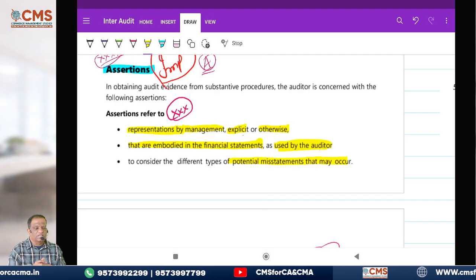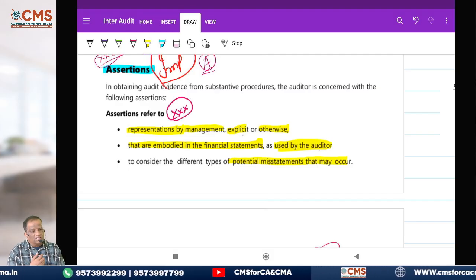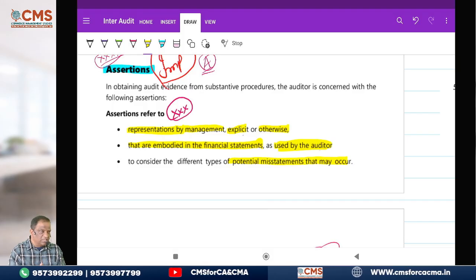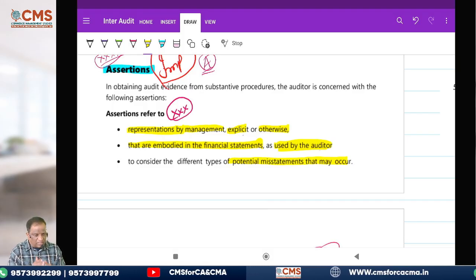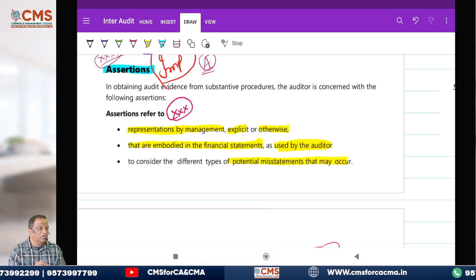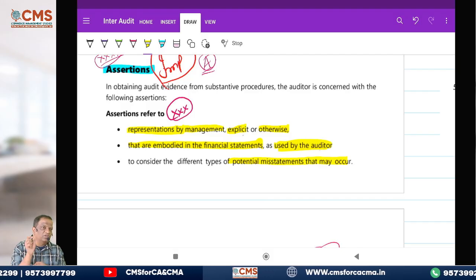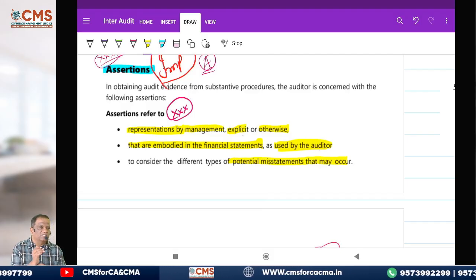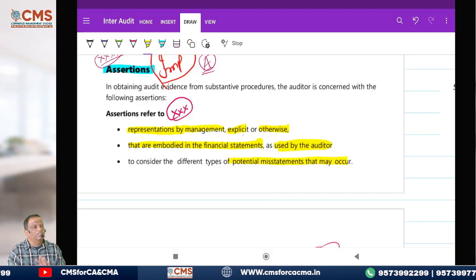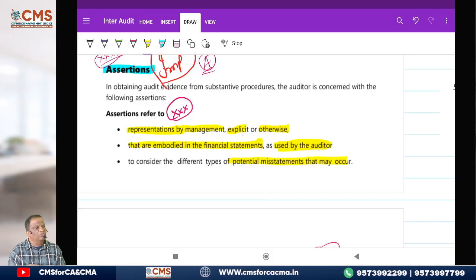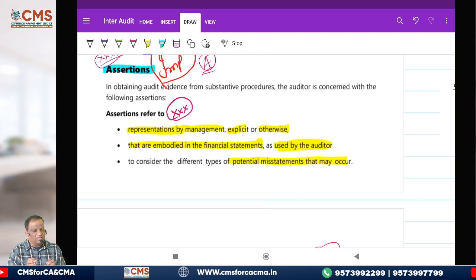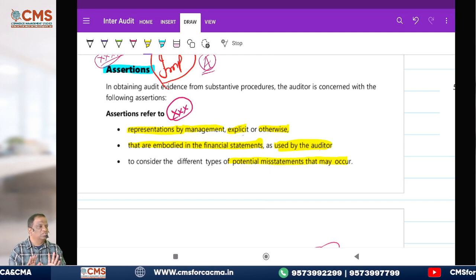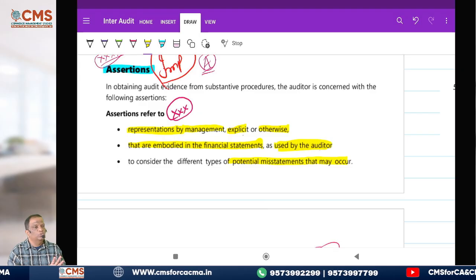What do you mean by an assertion? Assertion is nothing but a representation by the management, either explicit or implicit. But what representations? Are we referring to MRL, the representation letters and all? No. These representations are already embodied in the financial statement. They are not going to give you an additional letter. These representations made by the management are already embedded in the financial statements used by the auditor.